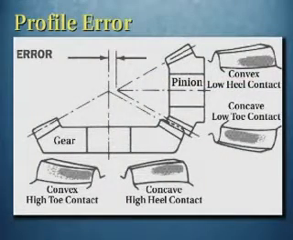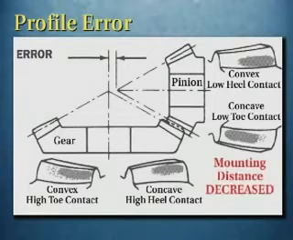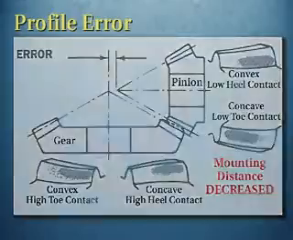First, we see the condition where the gear has high toe contact on the convex side and high heel contact on the concave side. Also, the pinion has low heel contact on the convex side and low toe contact on the concave side. To correct this, the mounting distance must be decreased.